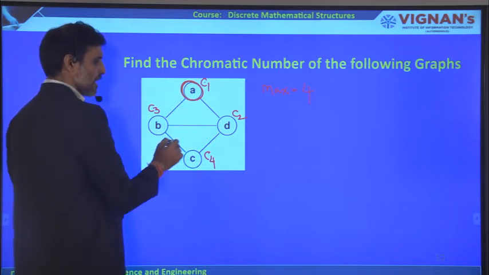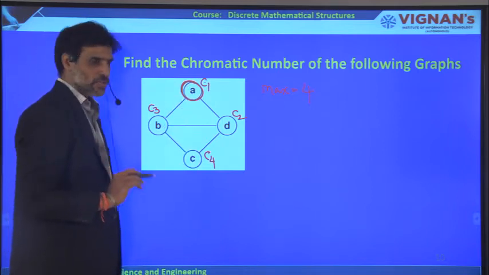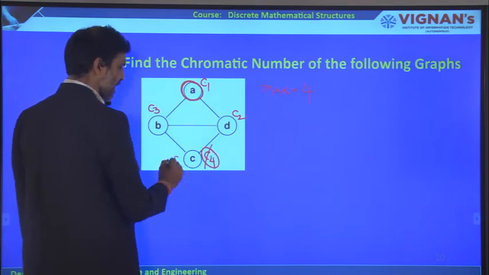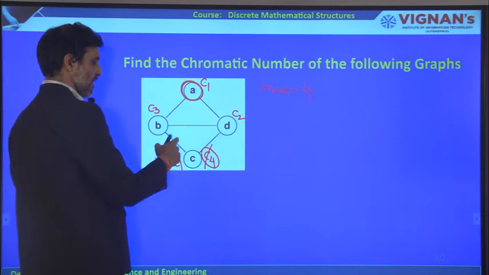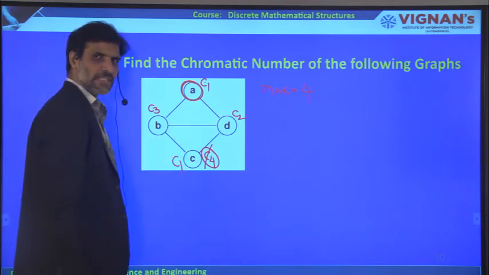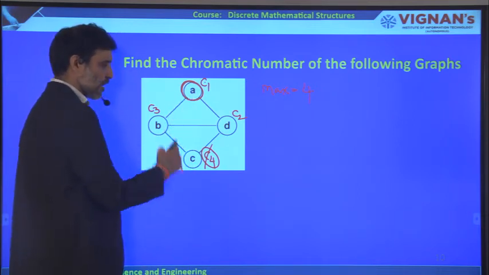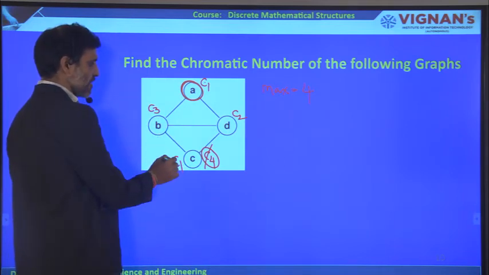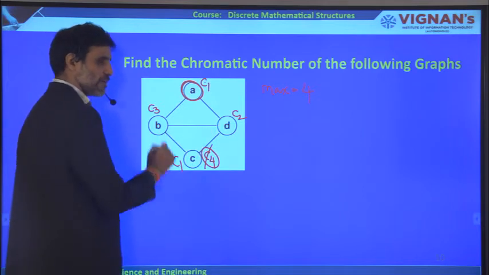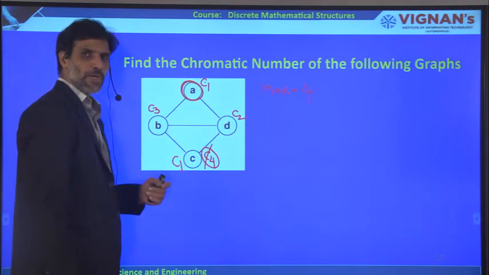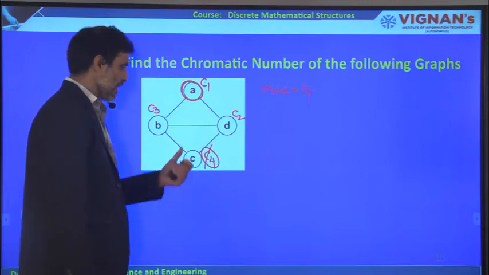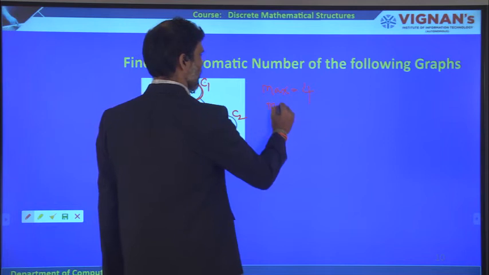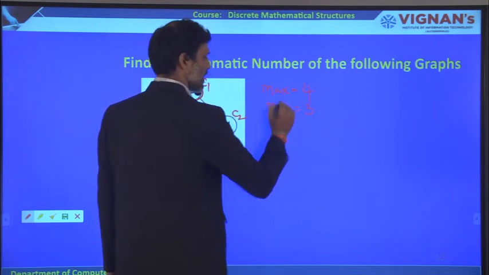But A and C are not adjacent to each other. So instead of taking another color here, the same color we have already taken should be filled in the given vertex C. Why? Because A and C are not adjacent, and C1 is not filled in B, similarly D is not filled with C1. This is the one possible optimum case to fill the given vertex with the color C1. Therefore, the minimum number of colors we are going to take here is 3.